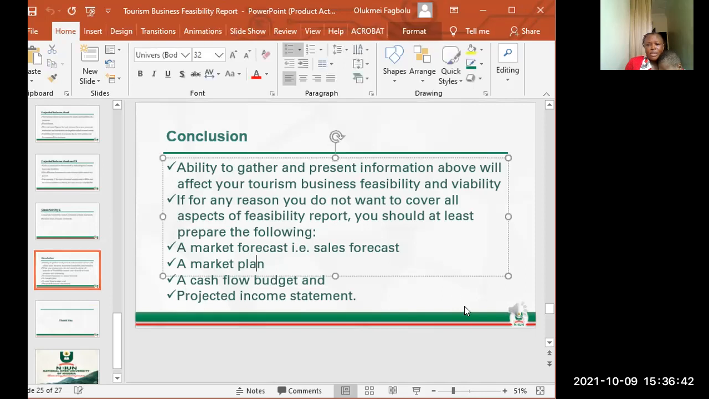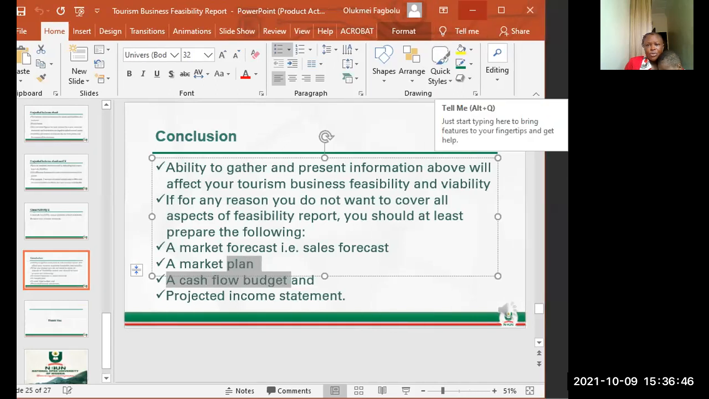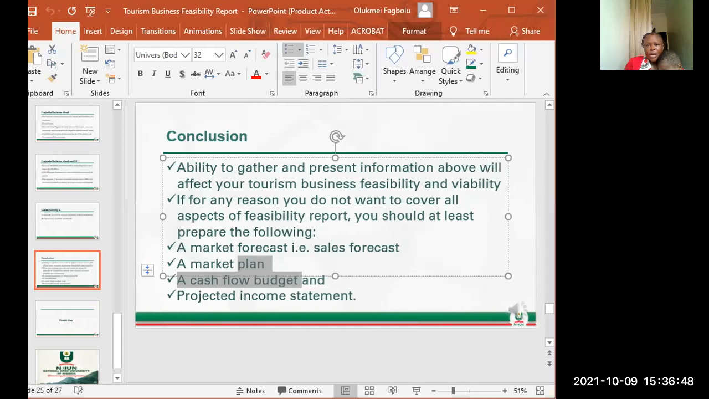So today now, permit me to run what we have for today. That is tourism project funding, tourism business project funding. That's what we want to look at today.